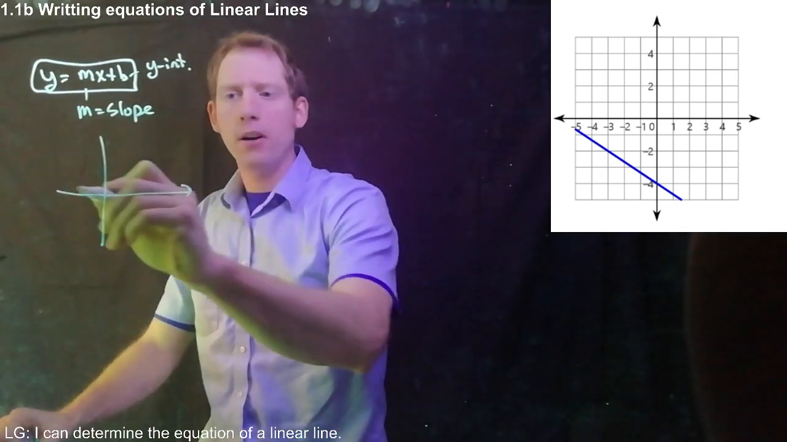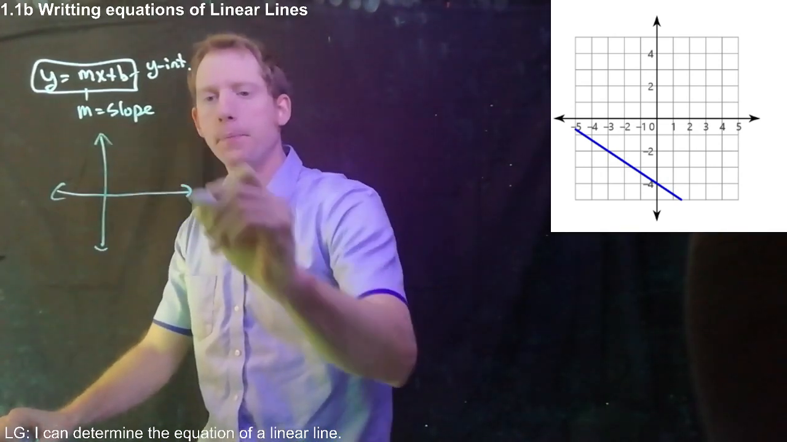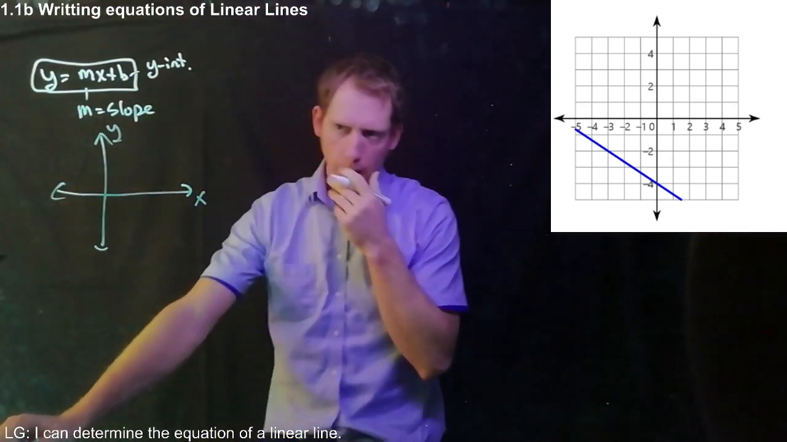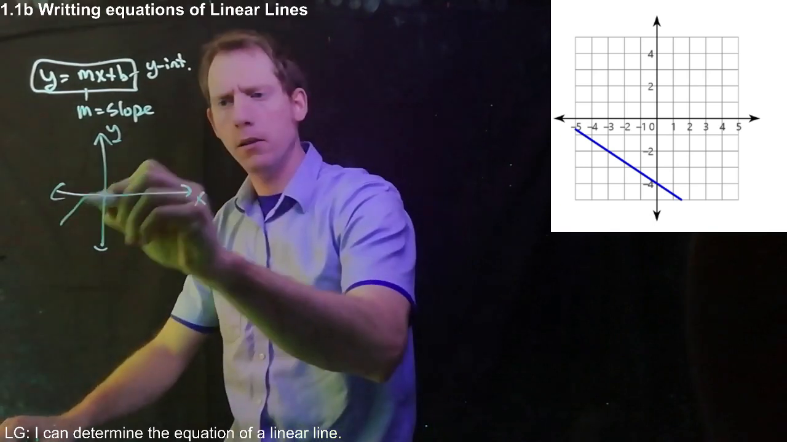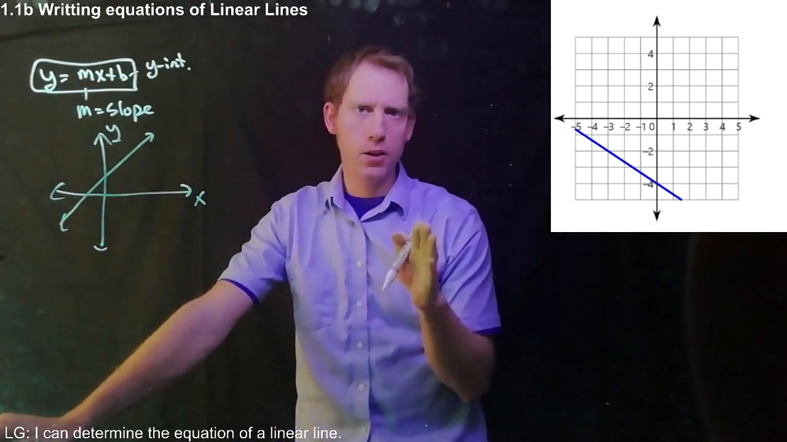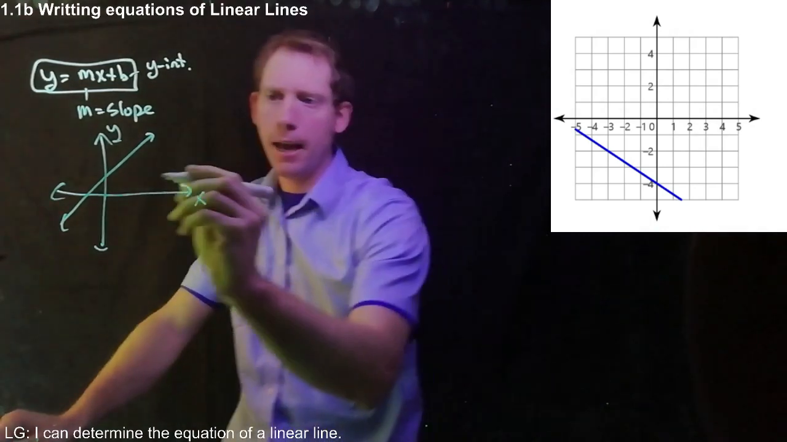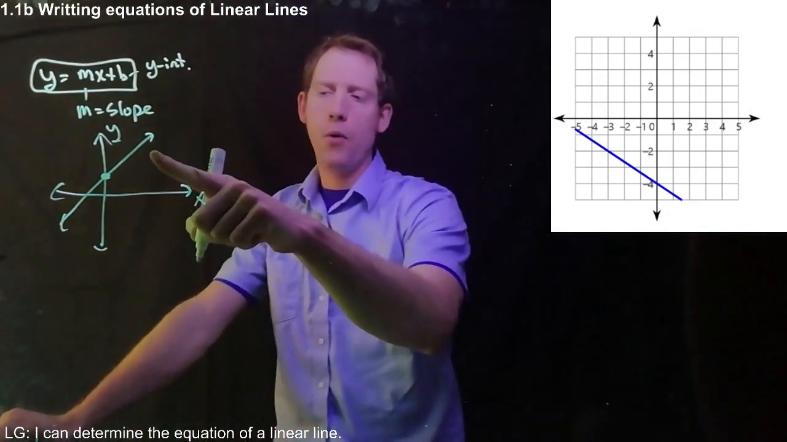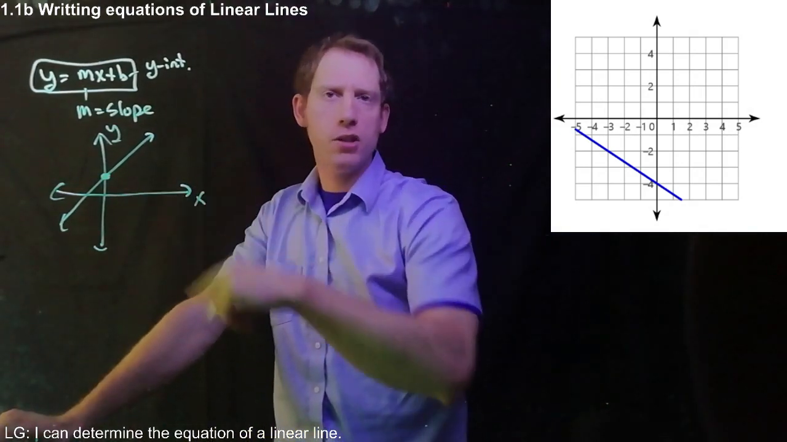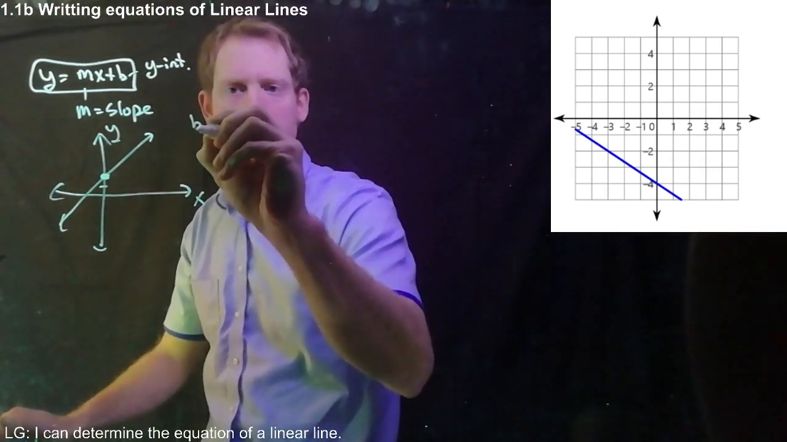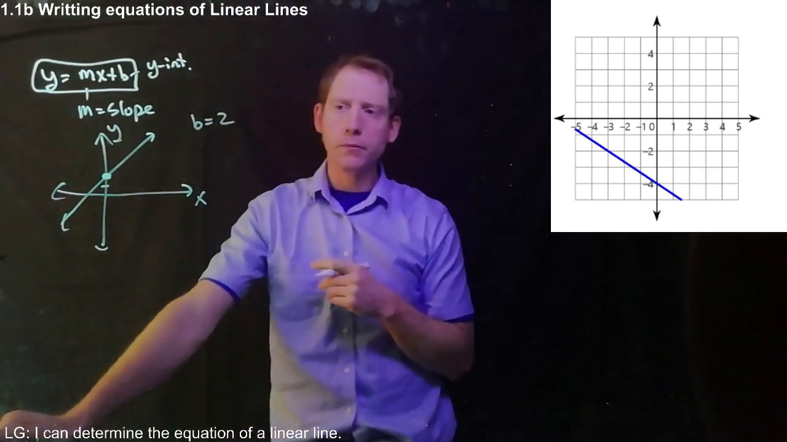So if I'm given a graph, any kind of graph, we want to get this equation. To do that, the very first thing that you're going to look at is the y-intercept. Determine the b, okay? And the b can be found as that point where the equation hits the y-axis. Let's say it's 2. So I have identified b is equal to 2.